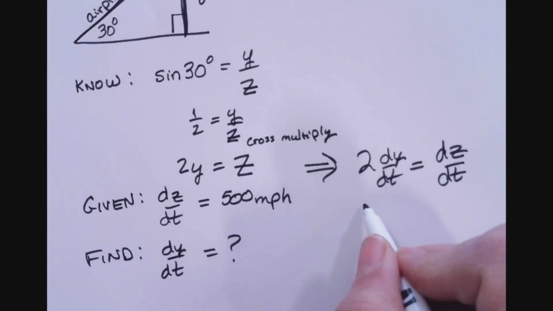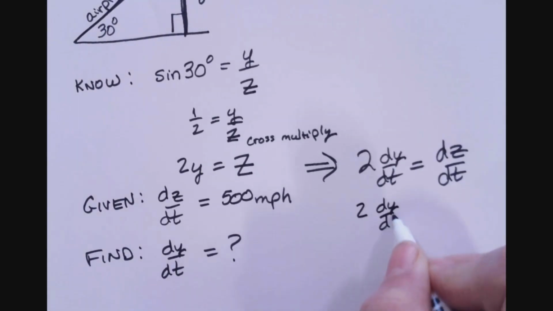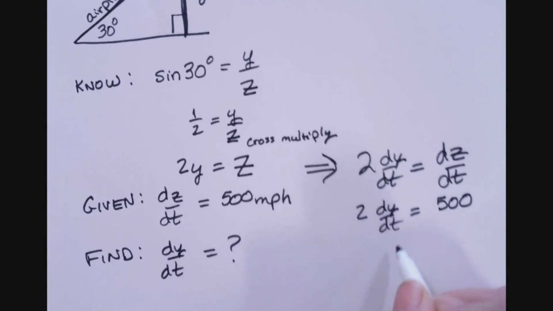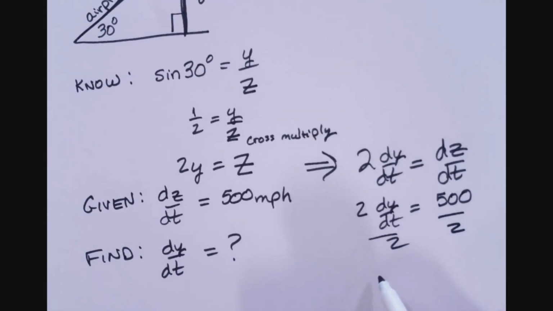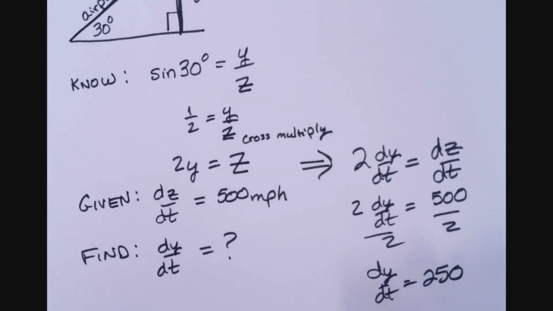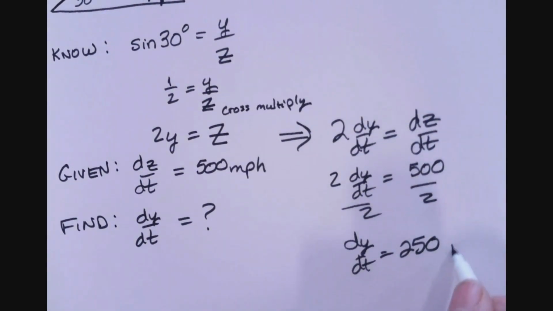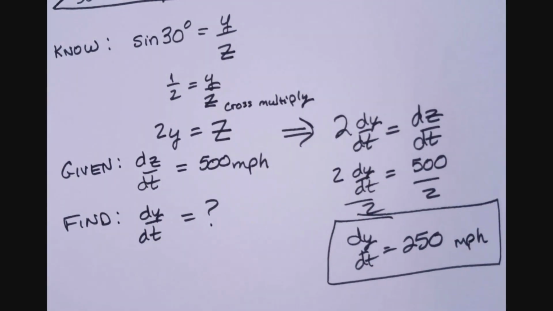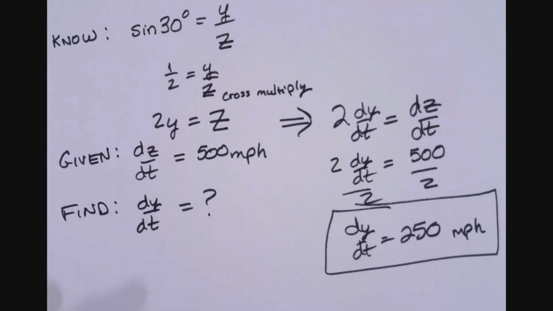And let's plug stuff in here. 2 dy/dt equals 500. So divide by 2. We get dy/dt equals 250. What units here? Miles per hour. So the altitude is increasing at a rate of 250 miles per hour. Pretty fast.